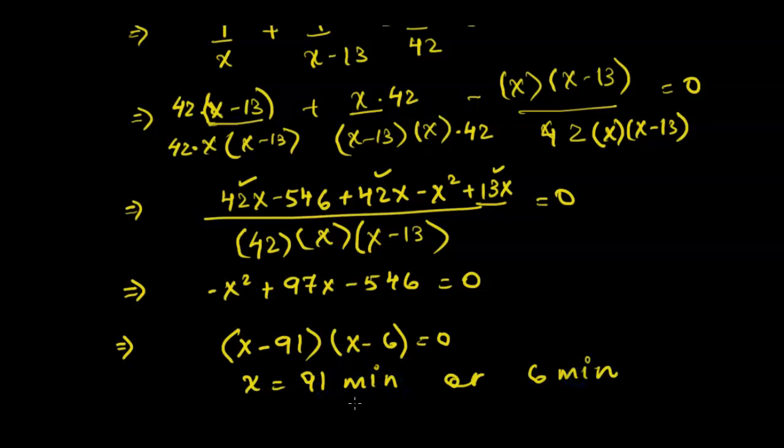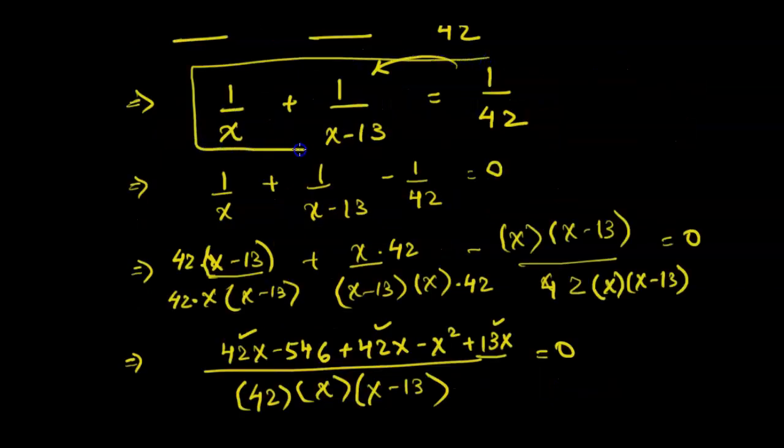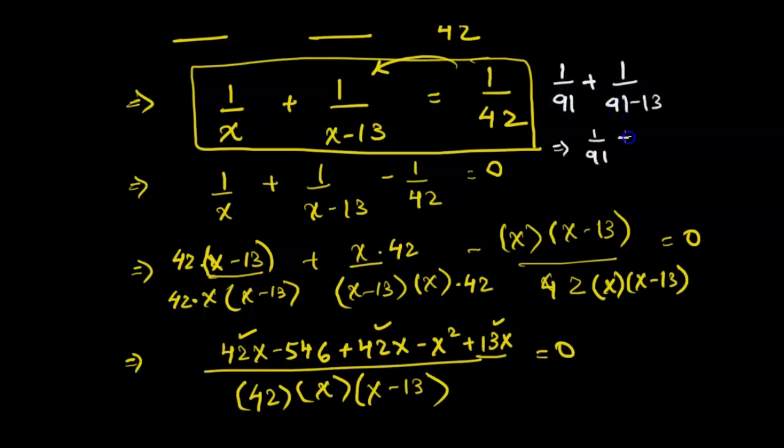Now we want to find out, of x equal to 91 minutes and 6 minutes, which one is the right pick or which one is the right answer. So what we would be doing is using 91 as x and substituting 91 in this equation. So we would see if the left side is equal to the right side with 91 as x or with 6 as x. If we put 91 as x in the equation, we would be left with 1 over 91 plus 1 over 78. When we solve this, we would get 169 over 7098, which when we reduce to lowest terms would be equal to 1 over 42.